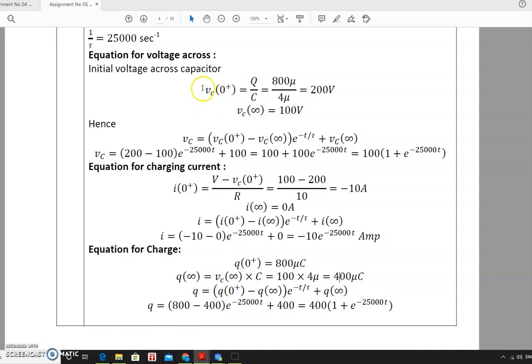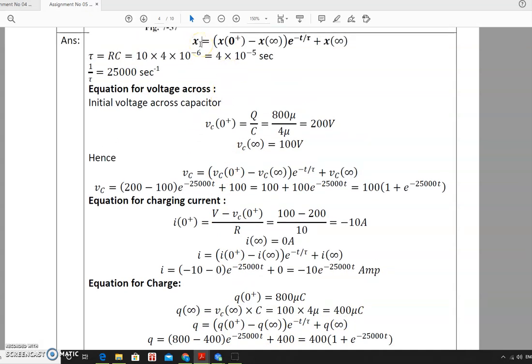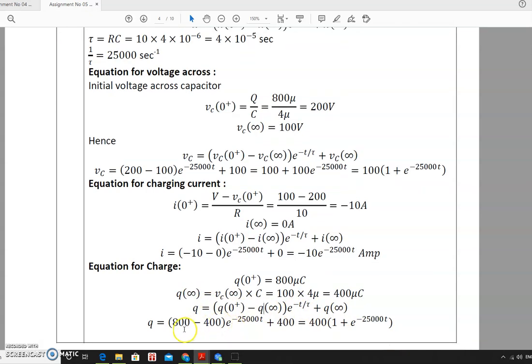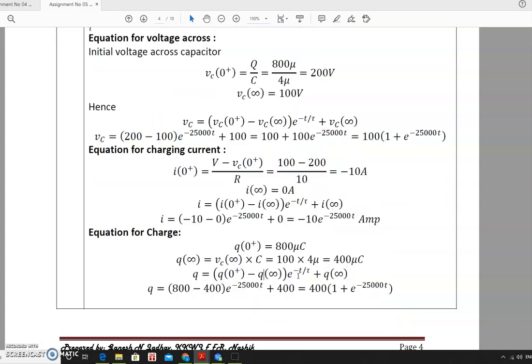So again, in this equation I will replace x by q. So q(0+) minus q infinity, e raised to minus t by tau, plus q infinity. So substituting the value of q(0+): 800 minus 400, e raised to minus 25,000 t, plus 400. So this will give you 400. So 400 is taken as common. So 400 (1 plus e raised to minus 25,000 t), that will be the charge across the capacitor at any instant.